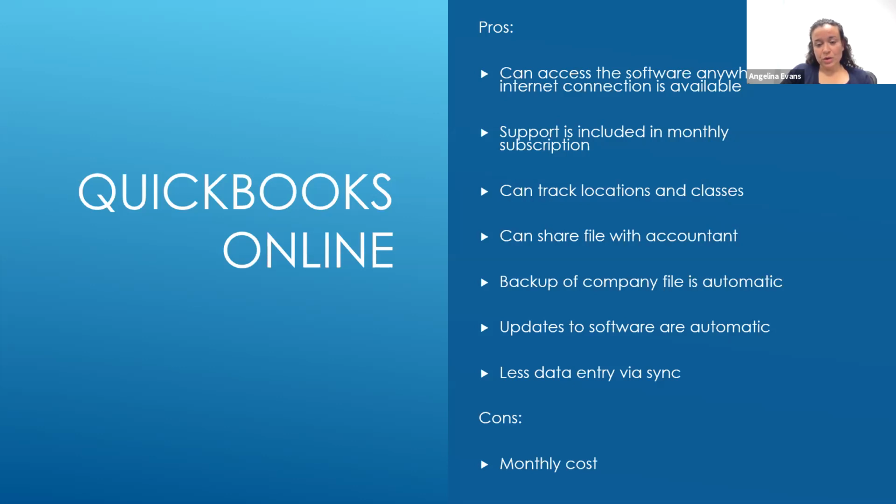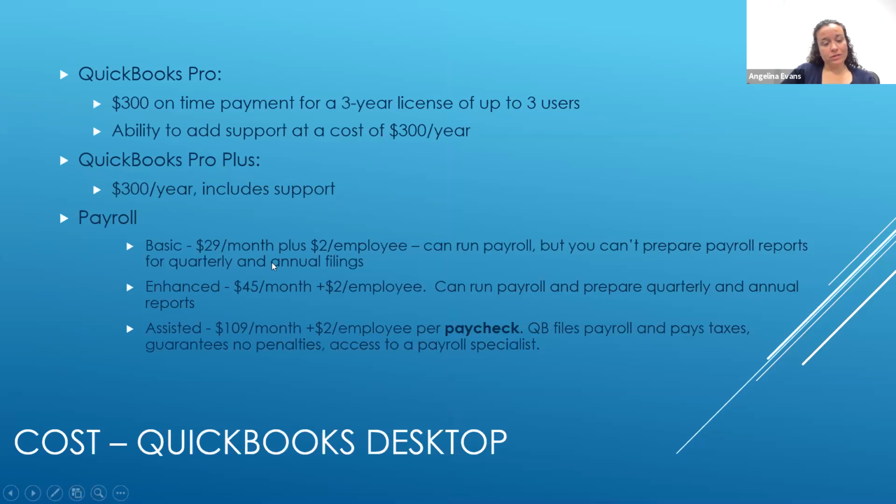So some cons to online are that it does have that monthly cost. So instead of paying the one-time subscription price of $300, you're paying each month. So speaking of cost, for QuickBooks Pro, there's a $300 one-time payment for the 3-year license of up to 3 users. And you can also add support. Support is $300 a year. If you wanted to have unlimited support, it's $150 for the first year and $300 after that.